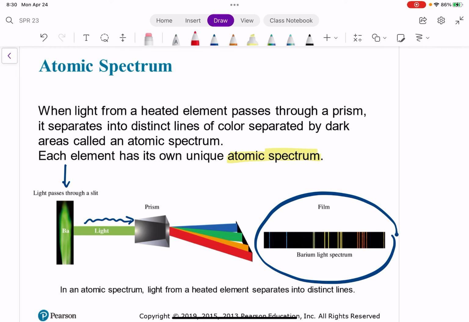So barium's is the one that's represented here, and you can see all these distinct lines that are coming off that you're seeing with barium. So if you didn't know that this was barium and you saw the light spectrum in lab, and they even have periodic tables that have every single light spectrum for those elements, and you compared them, you'd be able to determine that you have barium.